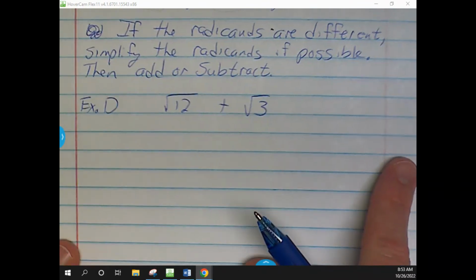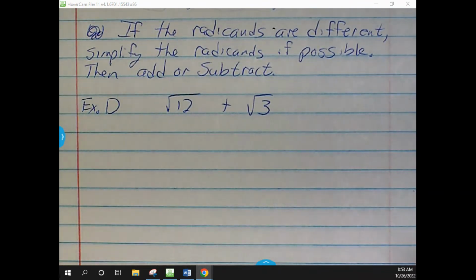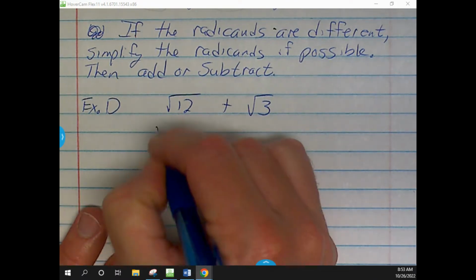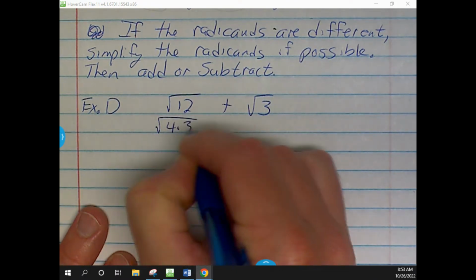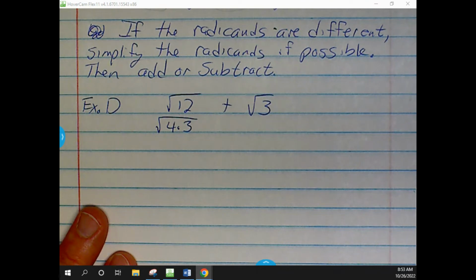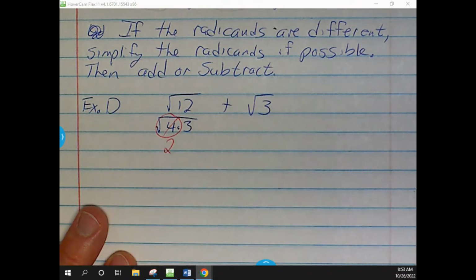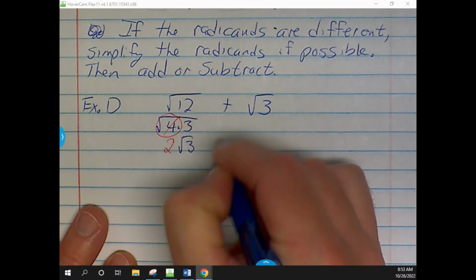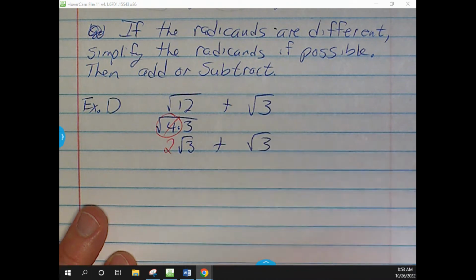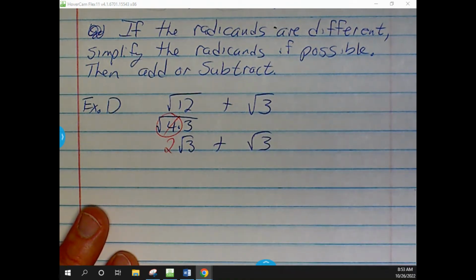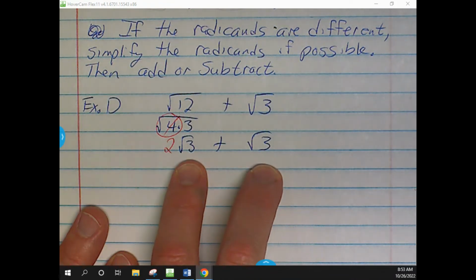Square root of 12, square root of 3, you could take square root of 12 and break it down, right? If you start thinking about 12, that's 4 times 3. And the square root of 4 is? Yeah, that's just 2, right? So that's 2 square root of 3 plus square root of 3. And now you've got it so that the radicands are the same.